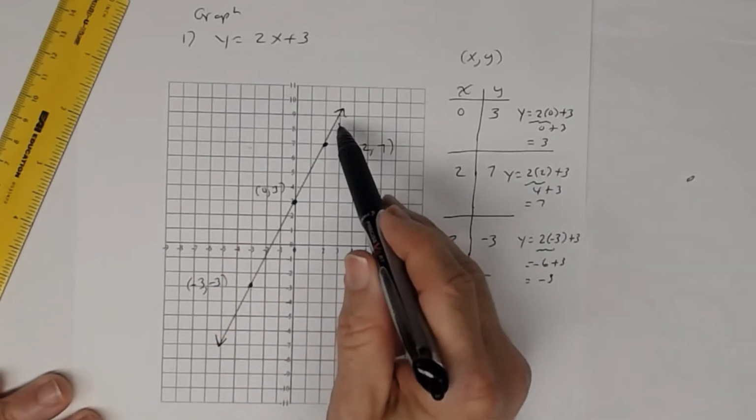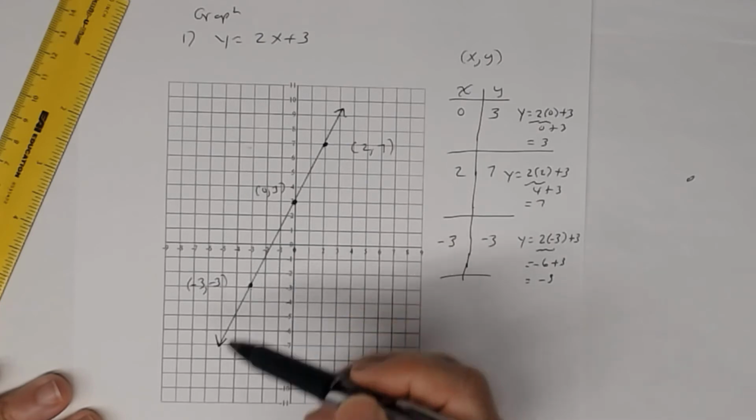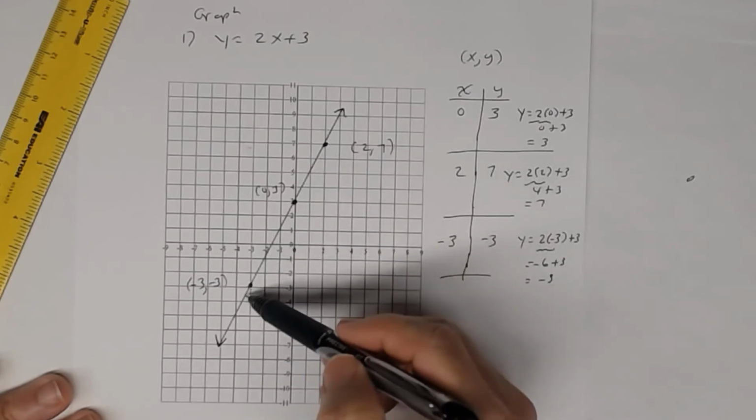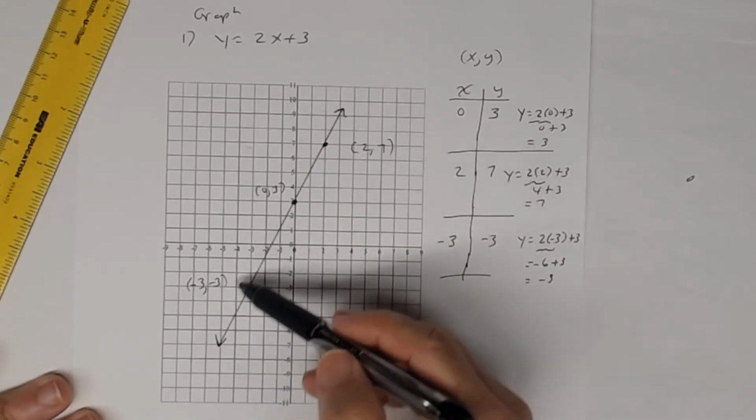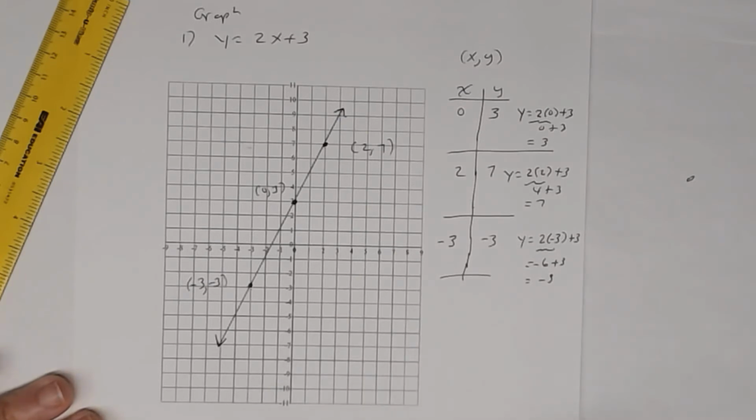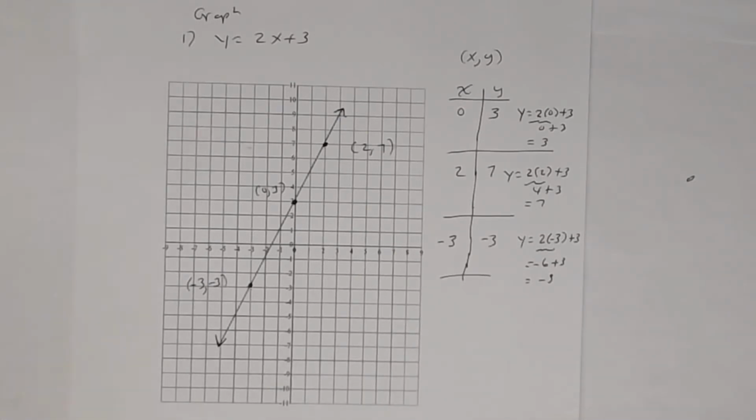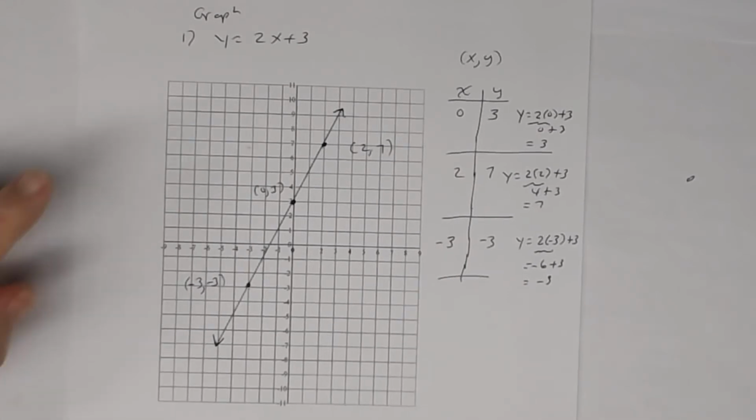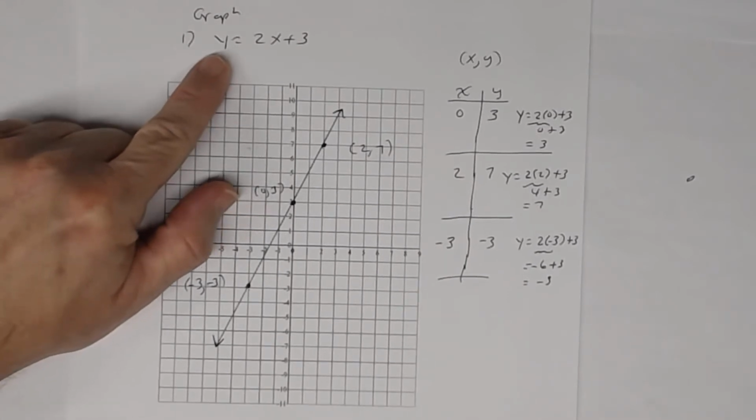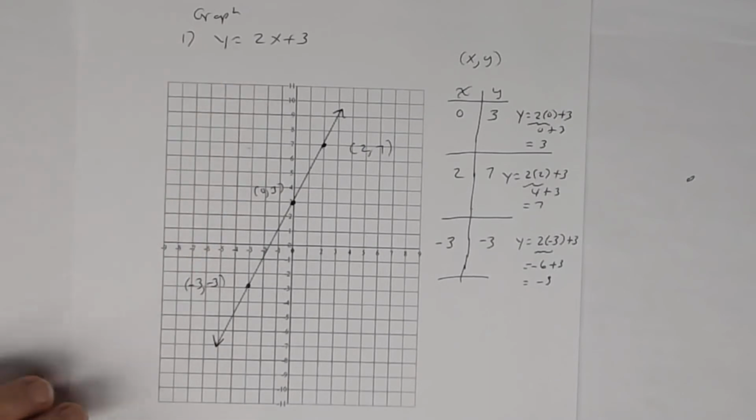So the graph of this equation represents all of the solutions. You use 3 of them to plot the rest of them, to graph this line. And that's all that is. It is not a very difficult process. So that's how you graph a linear equation. And remember we said this is the easy kind because y is by itself.